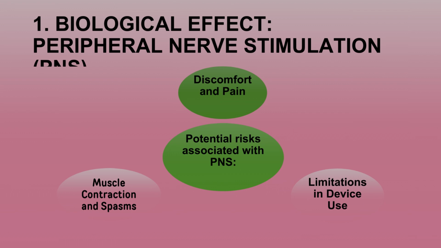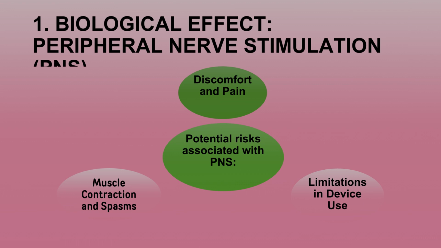Second, muscle contractions and spasms. In certain cases, peripheral nerve stimulation can result in involuntary muscle contractions or spasms. This can be particularly problematic if it occurs in a critical area or during activities that require precise motor control.